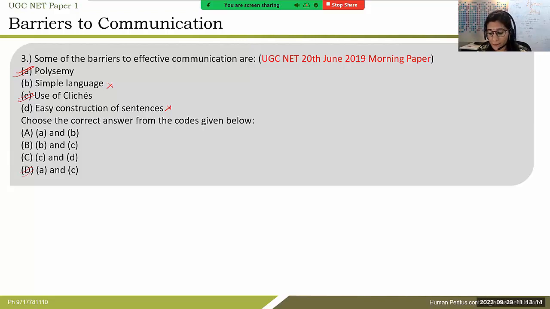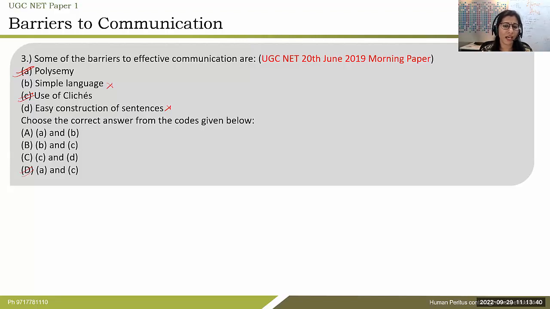Polysemy is basically where one particular word, one single word actually, is conveying different meanings. For example, you can take the example of the word get. Get means procure also, to procure things also. Get, as in do you get it? That means you understand also. So a similar word is portraying different meanings. So that is polysemy. And use of cliches.